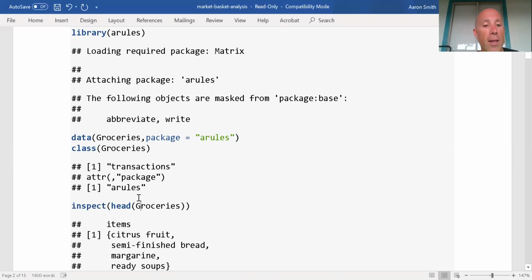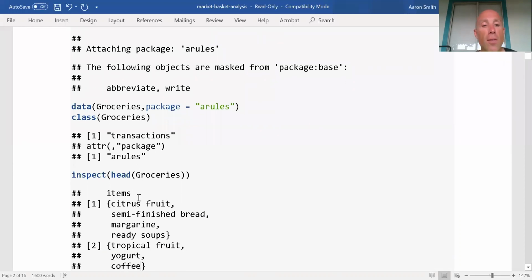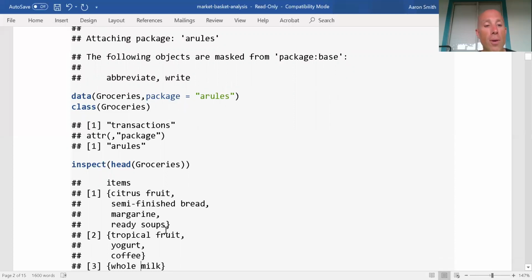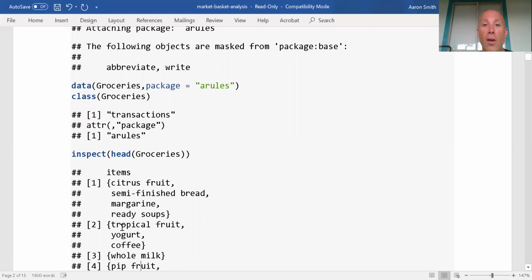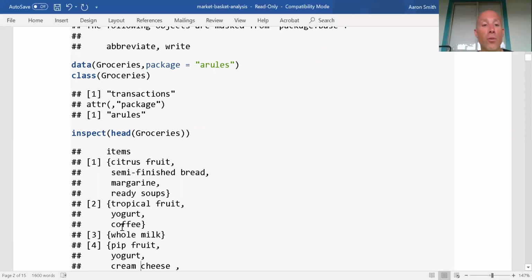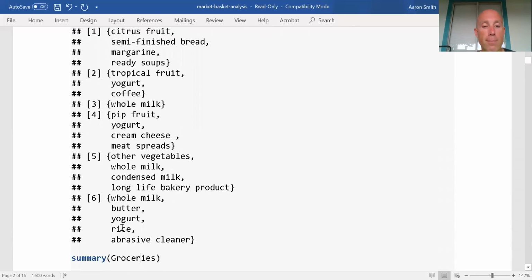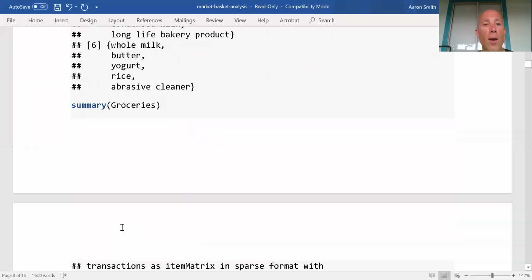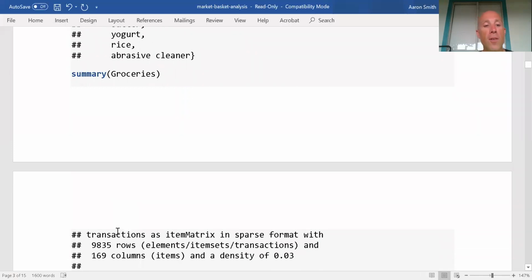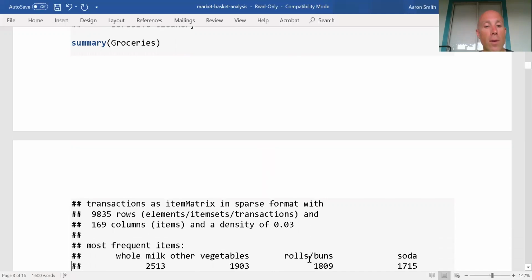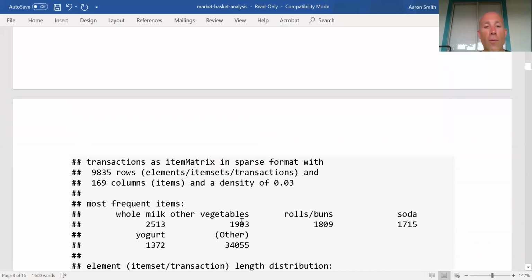Now if I want to look at individual baskets, we use the inspect function. I can see that in the first basket, we had citrus fruit, semi-finished bread, margarine, and ready soup. In the second basket, we had tropical fruit, yogurt, and coffee. And this is actual grocery store data, by the way. All right, let's take a look at the summary of the groceries data set. We can see that we have just under 10,000 rows, 169 columns, and a density of 0.03. The most frequent items are whole milk, other vegetables, rolls and buns, soda, yogurt, and other.